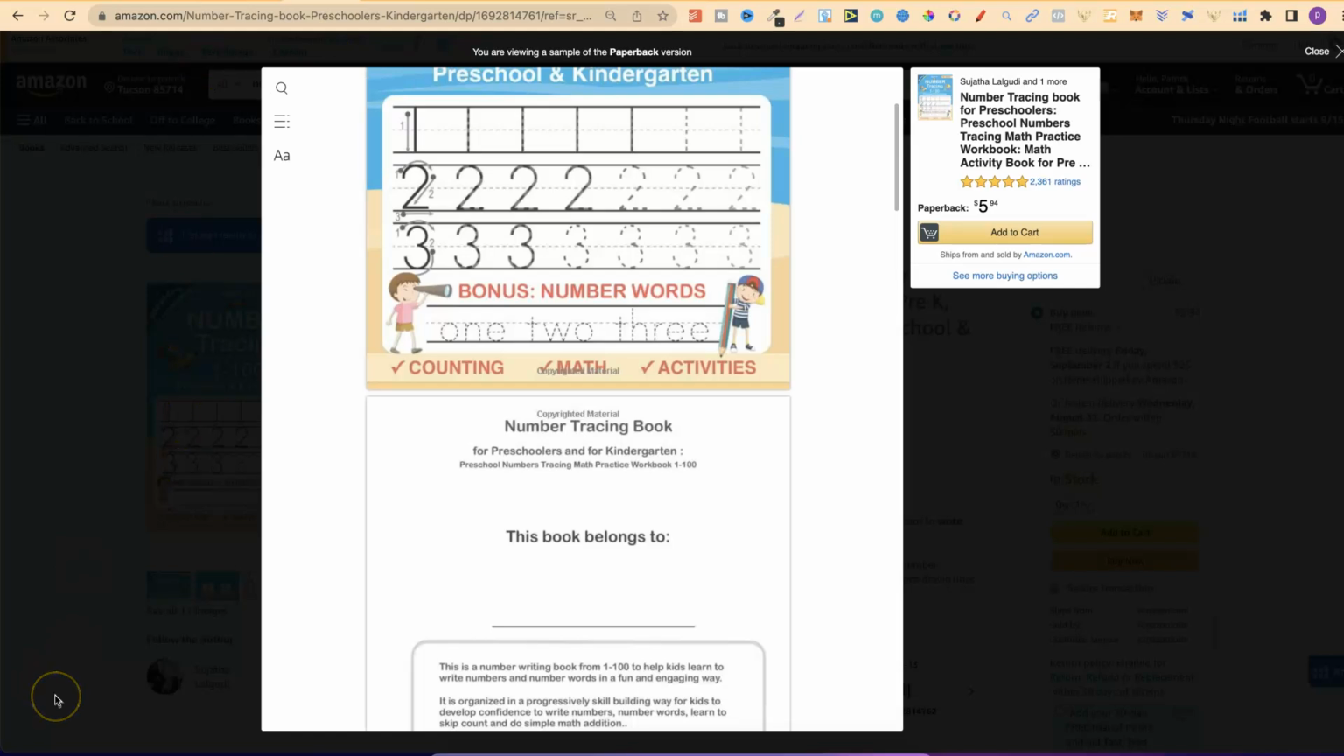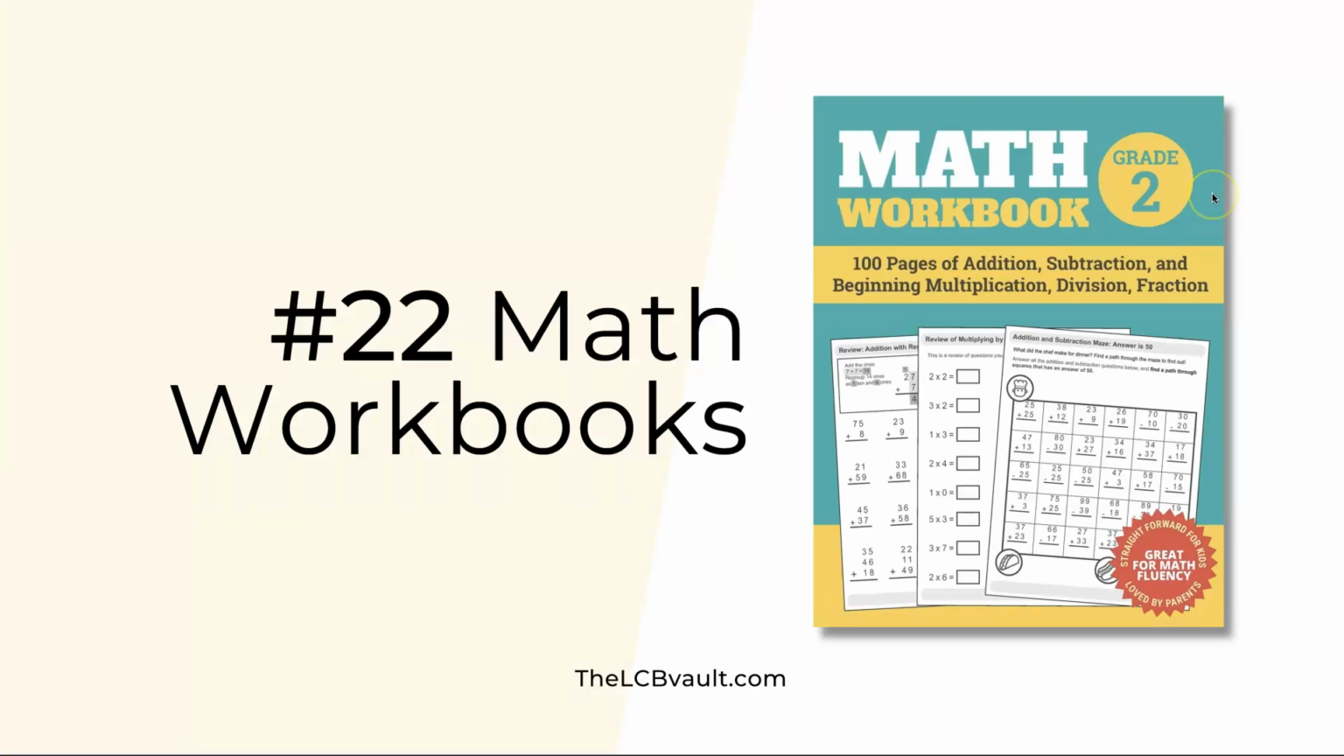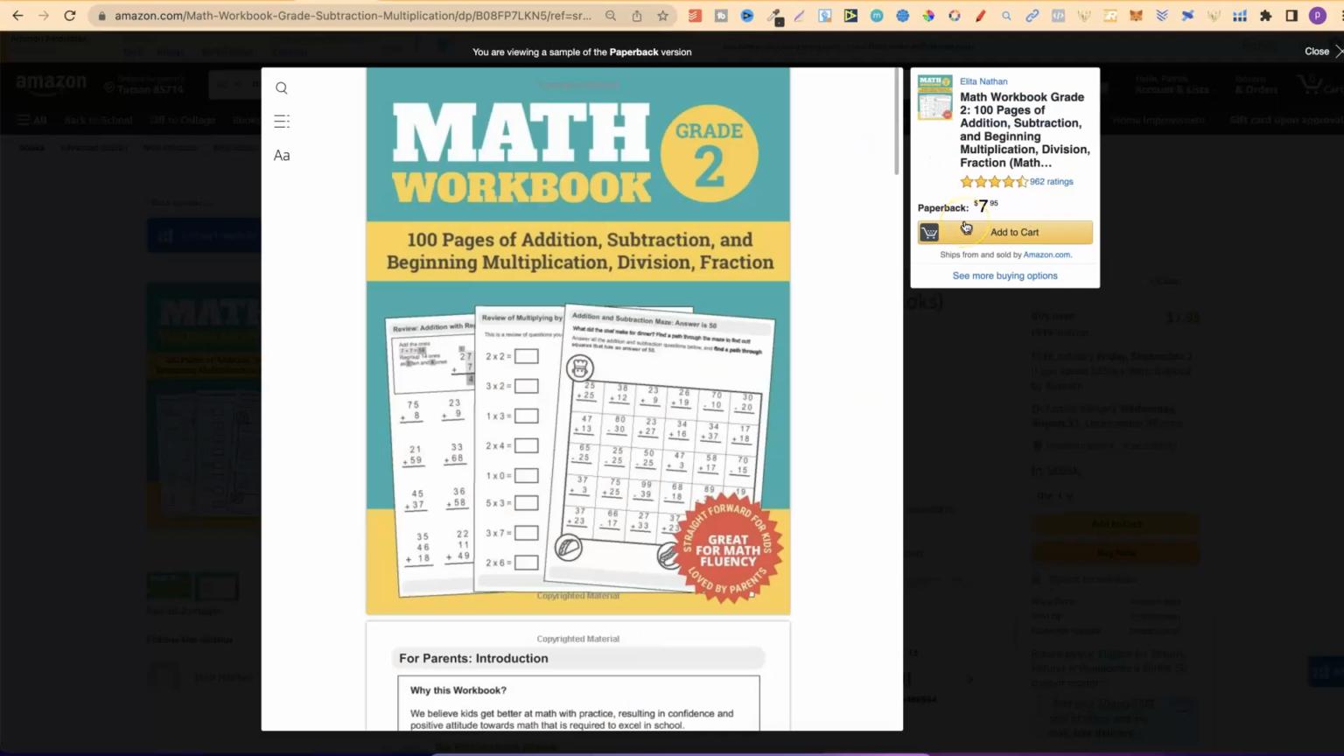Book number 22, and that's math workbooks. Now recently an amazing tool came on the market where you can easily create math workbooks. I did create some videos about it, so I will link it right there in the right hand corner, because the math workbooks niche is absolutely massive. Now with math workbooks you can do subtraction, addition, multiplication, division, fractions. All these are niches within the math book niche.